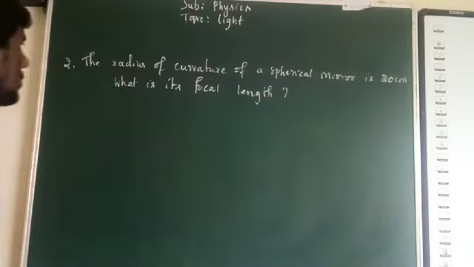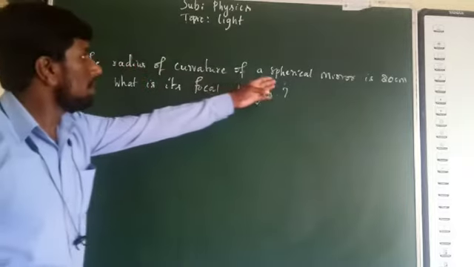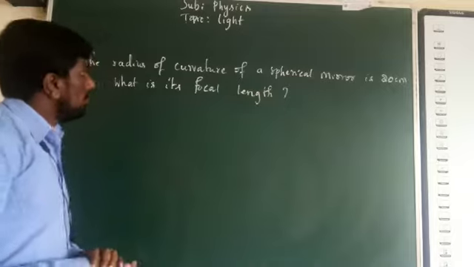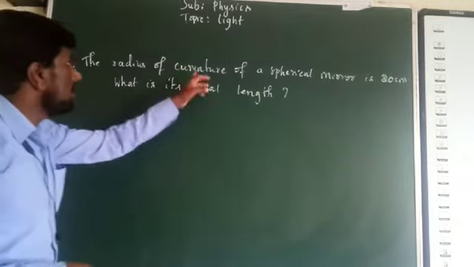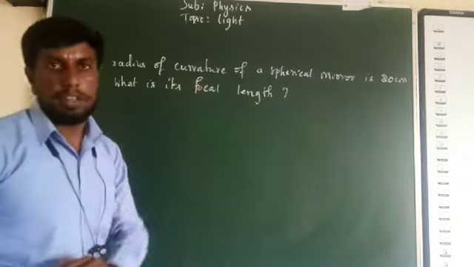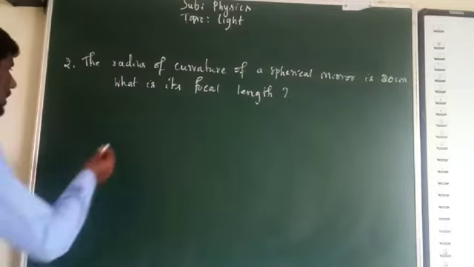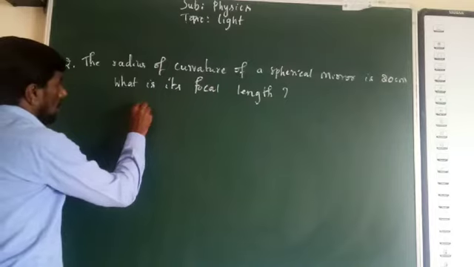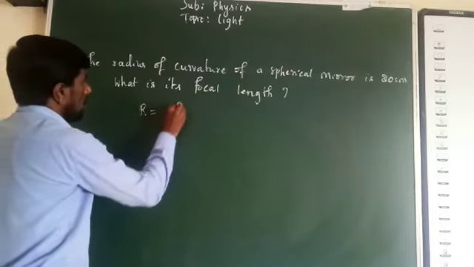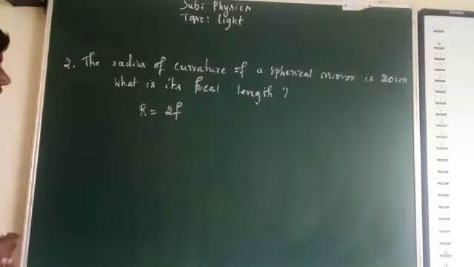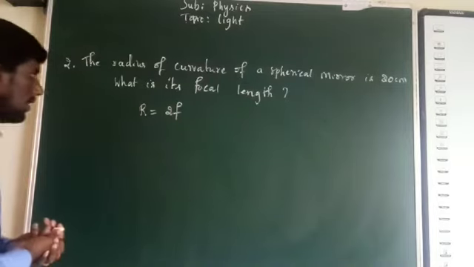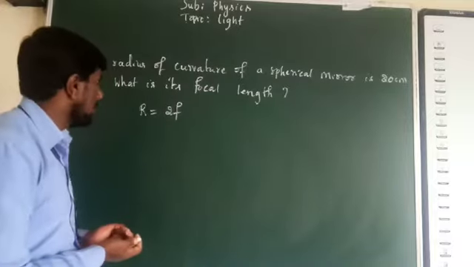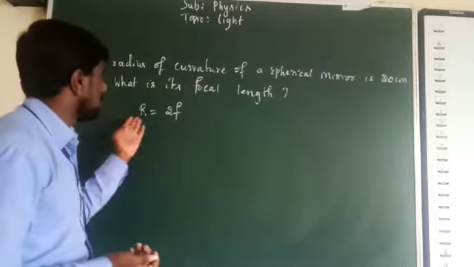The question is, the radius of curvature of a spherical mirror is given, that is 20 centimeter. We should find out the focal length. I have given the relationship between radius of curvature of a spherical mirror and the focal length. We know that R is equal to 2 times F. So radius is equal to 2 times the focal length. We have studied this relationship between radius of curvature and the focal length.